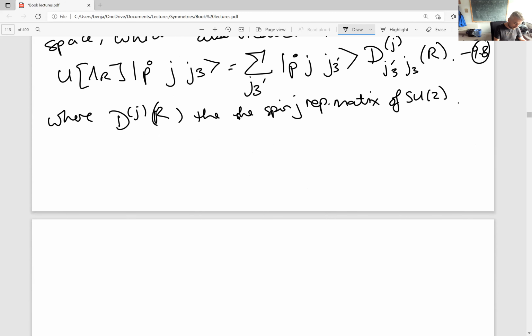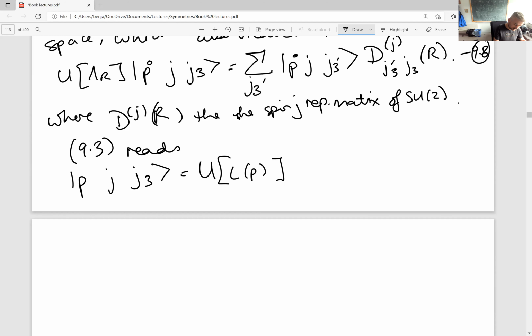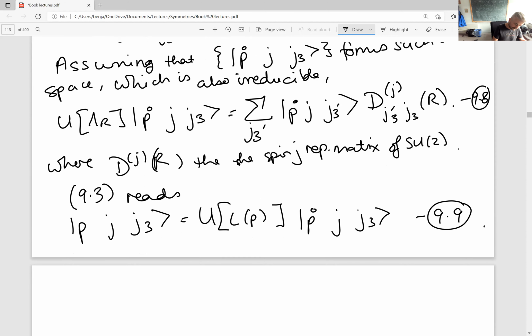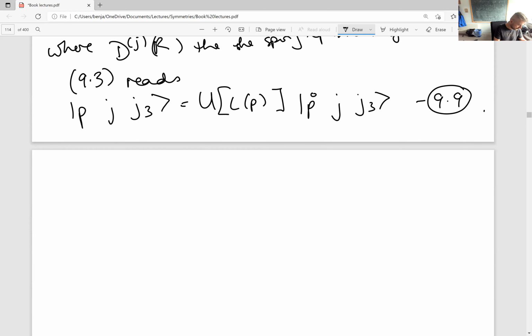So 9.3 reads as: p J J3 is the unitary operator of L of p acting on p dot, J, J3. It's 9.9. And this extends the previous definition of the basis of the group.